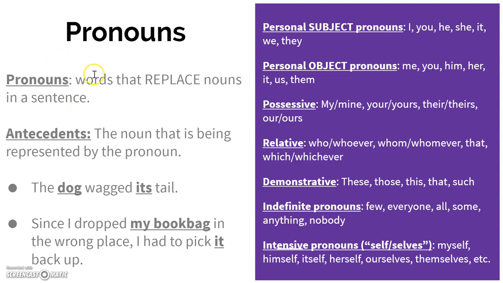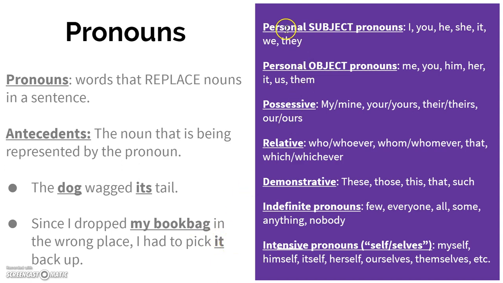First of all, pronouns are words that replace nouns in a sentence. They can be the subject or the object of the sentence. The antecedent is the noun that is being replaced or represented by that pronoun. So if I told you that the dog wagged its tail, dog is my antecedent, and it, or in this case its, is the pronoun replacing or representing it. Or if I told you, since I dropped my book bag in the wrong place, I had to pick it back up, book bag is my antecedent, and it is the pronoun.